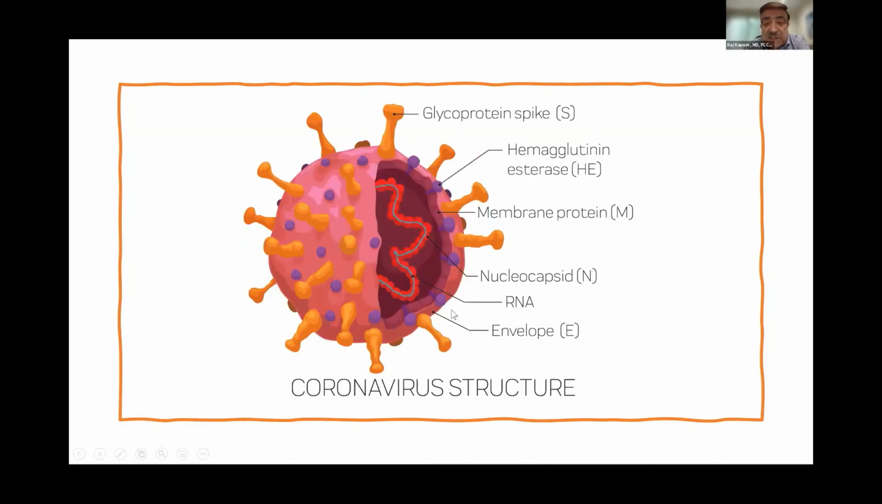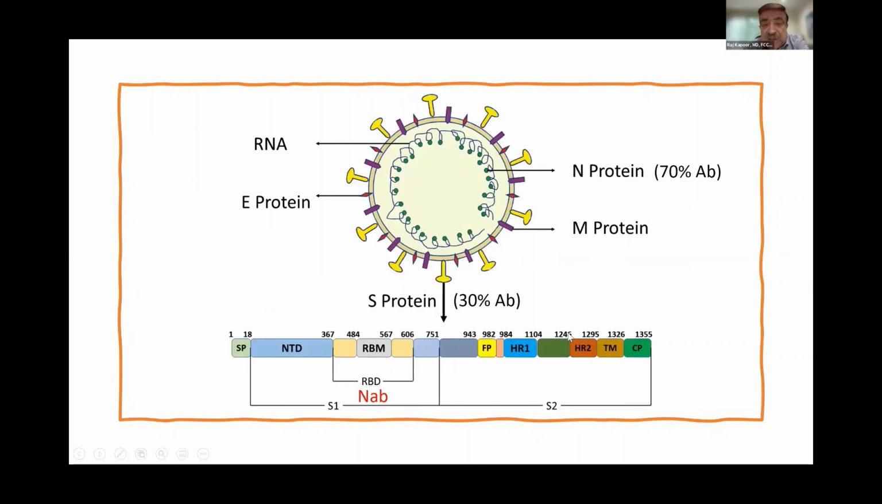This is the coronavirus structure, which shows you there are 4 different proteins in the virus. This is the spike protein, called the glycoprotein spike S. Then there is a membrane protein M. There is a nucleocapsid protein N, which covers the RNA within, and there is an envelope protein E. It's important to understand these different proteins in the coronavirus because they have different significance.